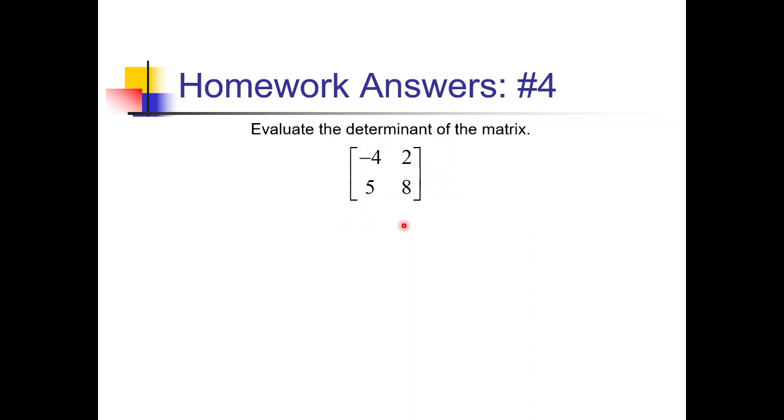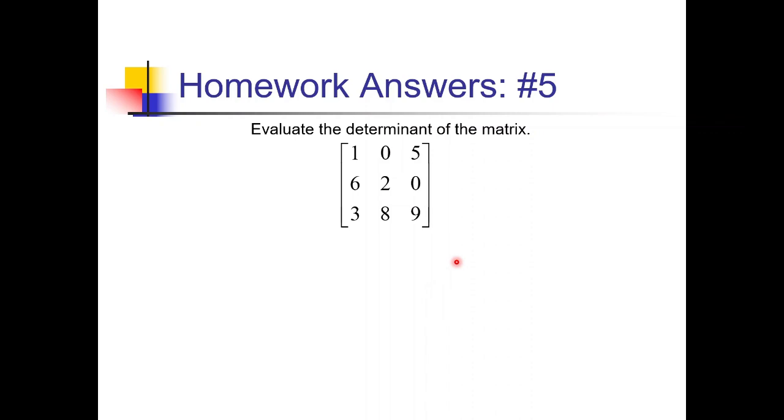To get the determinant of this matrix, we're going to do the cross products and then subtract them. So we're doing negative 4 times 8. We always do top down first. Then we're going to do 5 times 2 and subtract that. So this is negative 32 minus 10, or negative 42.